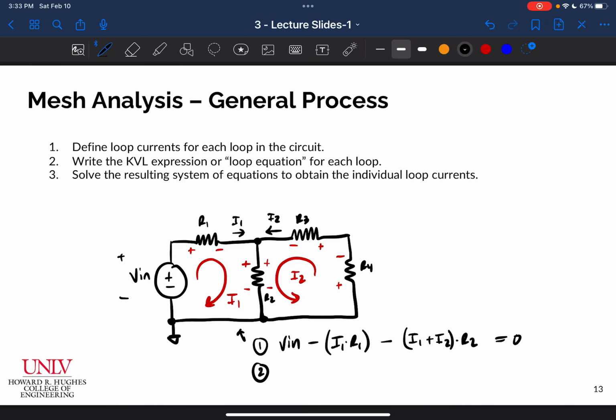I would go around starting from here, and I'd go across R4. I'm dropping by I2 times R4, okay? And then when I get to R3, I'm dropping by I2 times R3. And then when I get to this resistor, again, I'm dropping by I1 plus I2 times R2 equals 0. Okay, and what I'm left with is two equations. Ideally, my resistor values would all be known, so those would all be known values. Vin would be known, and all I would be left with are the variables for all the currents.